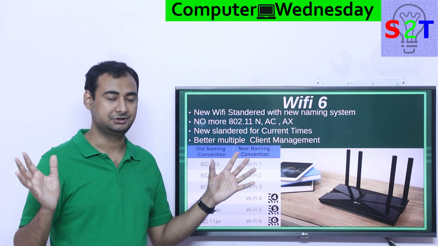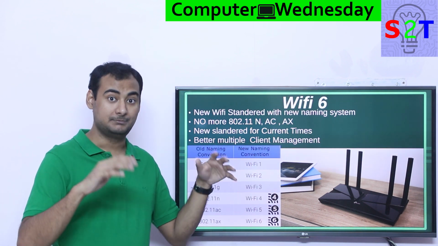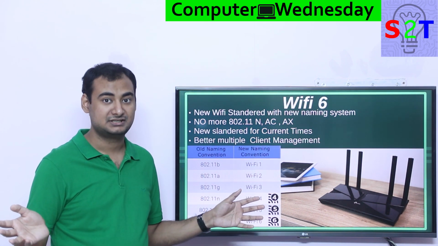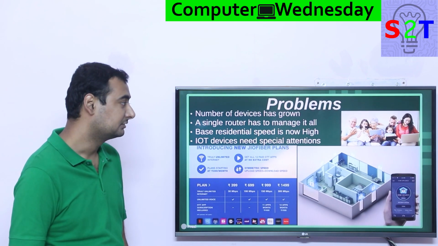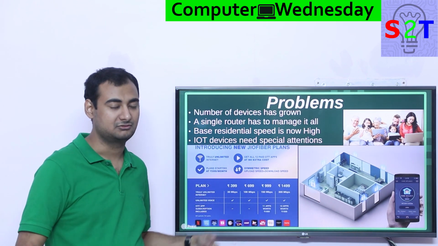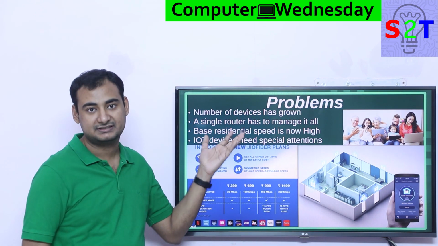It's not going to be like wow for you. But if you are in a scenario where you have multiple users, let's say an office, a big home, or a shared apartment and all that jazz, it is going to make a huge difference. So that's what we are talking about. So first we have to understand what were the problems that required this kind of name change and huge technological change. Number of devices, that's obvious.